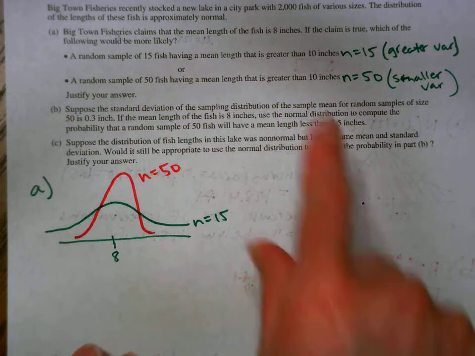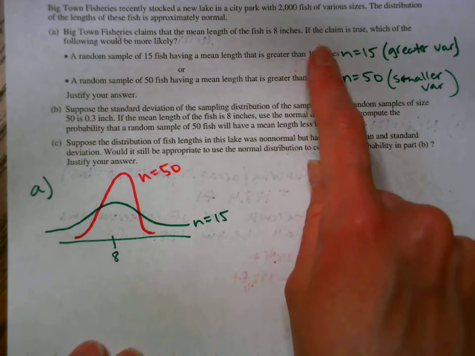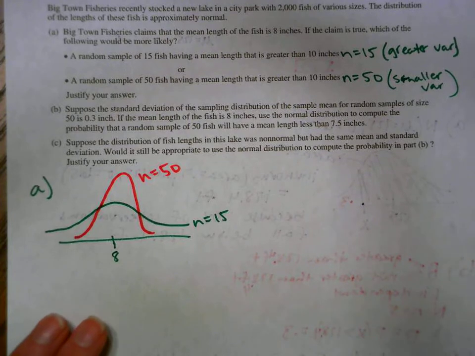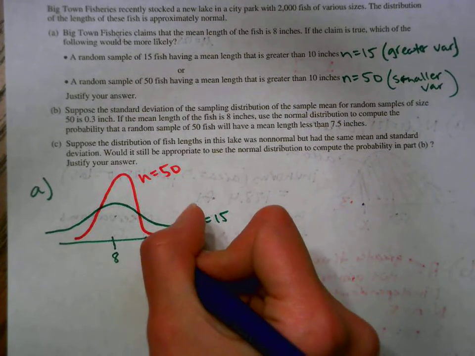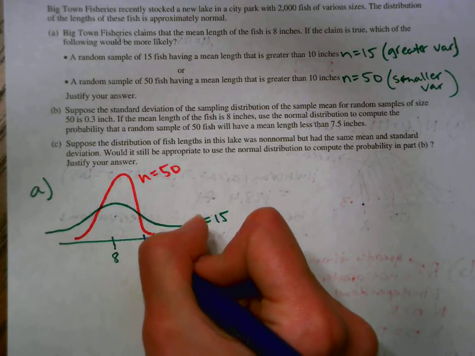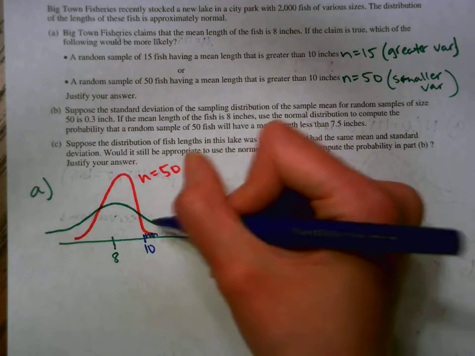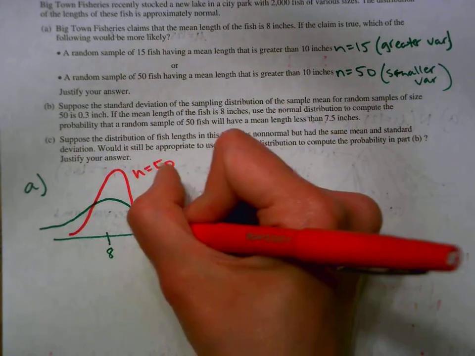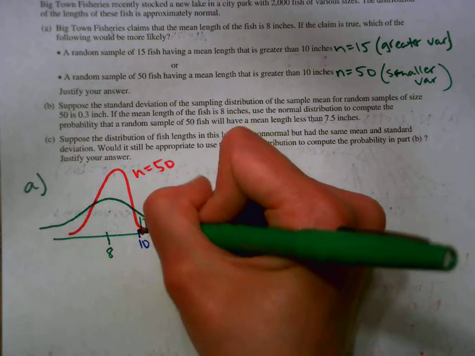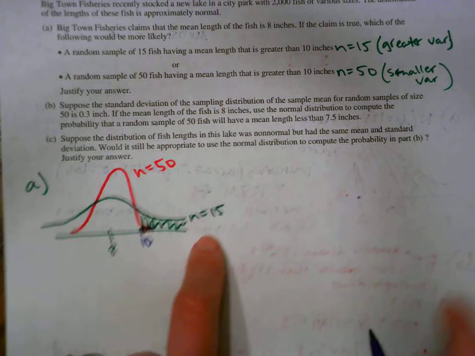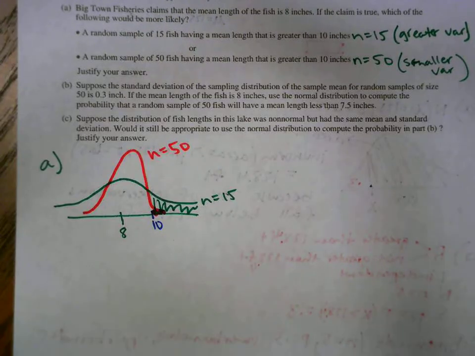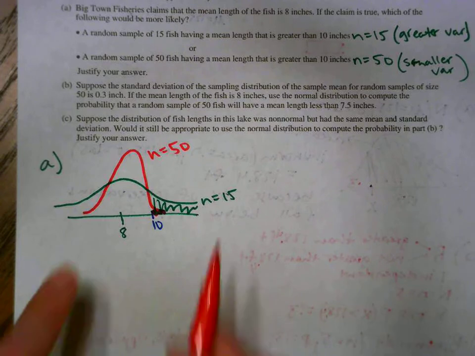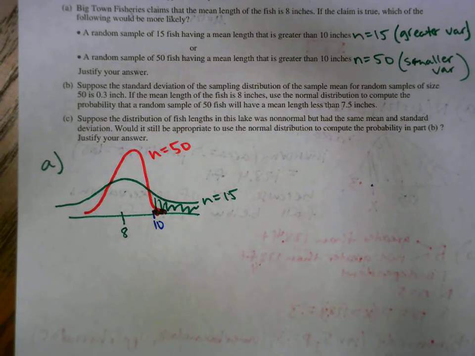So then which one is going to have a greater chance of having a mean length of 10? If you think about 10, it's going to be over here, depending on the standard deviation, and you're going greater, so you're going into the tail, right? So red is going to be a small area for 50. Now for green, where n is 15, that's going to be a lot more area. So the one with the greater chance would be the smaller sample size, because it has greater variability, so it has more chance of being out in the tails. Hopefully that makes sense, so we're just going to put that in words.